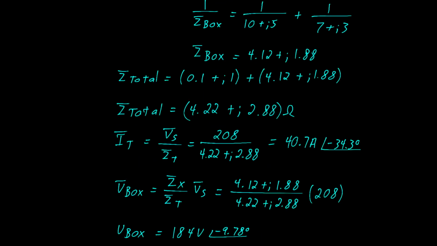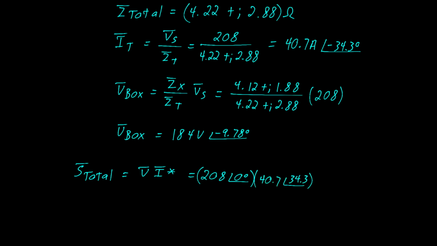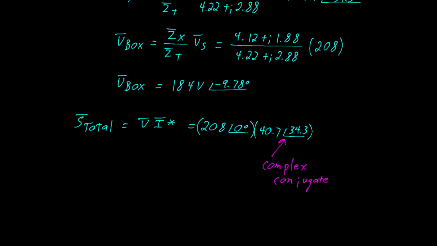Now remember, power is a voltage times the complex conjugate of the current. So we can calculate total power as 208 multiplied by that 41 at negative, correction, not negative, it's positive 34, because we need to take the complex conjugate. It's a classic mistake. People mix that one up all the time. Solving for total power, we see that it's about 7 plus J5 kVA. Or if you prefer, in polar form, that's 8.5 at an angle of 34 degrees.